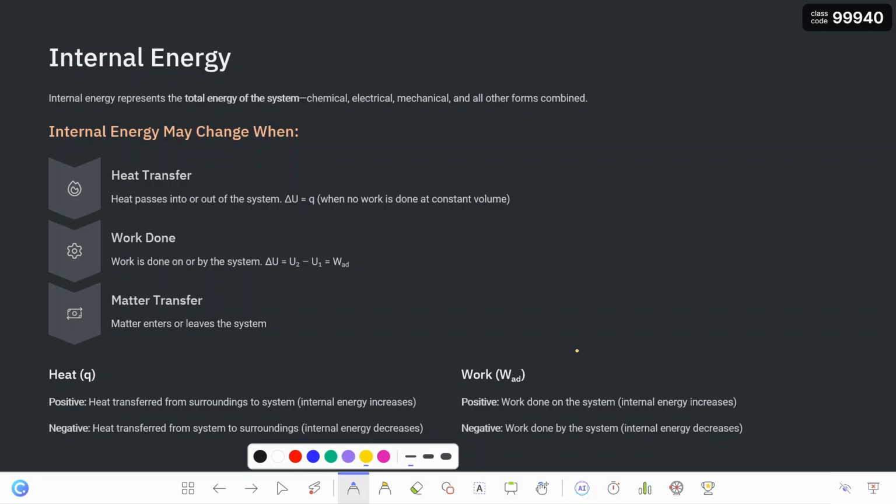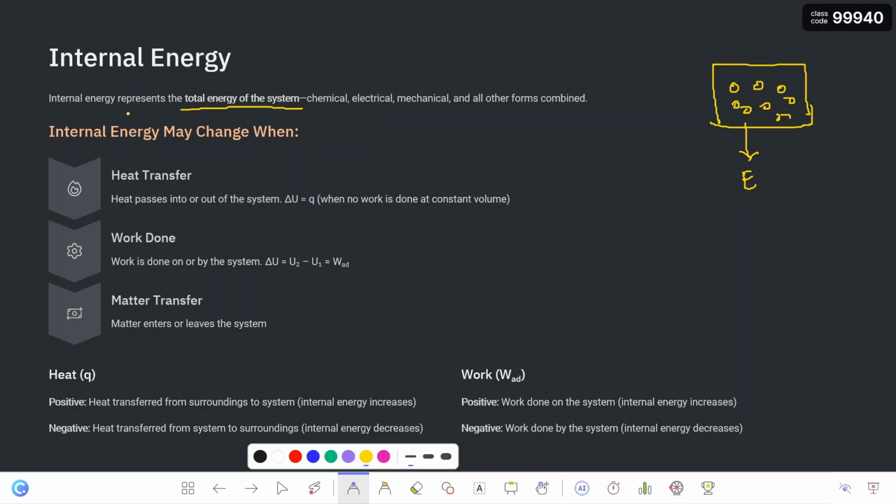Okay. Then we'll go to the next section, that is internal energy. Internal energy means inside a system there are different molecules, so it will have some kind of energy. That energy is called internal energy. Internal energy is actually the total energy of the system. This energy can be chemical, electrical, mechanical, any other form. Whatever the energy, the sum of the total energy is called the internal energy.